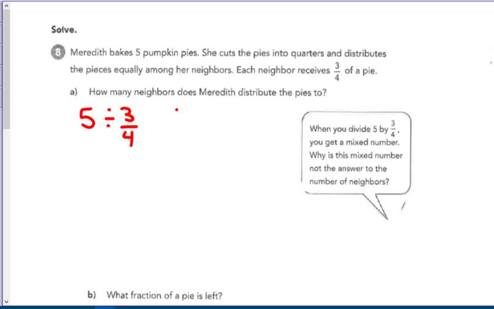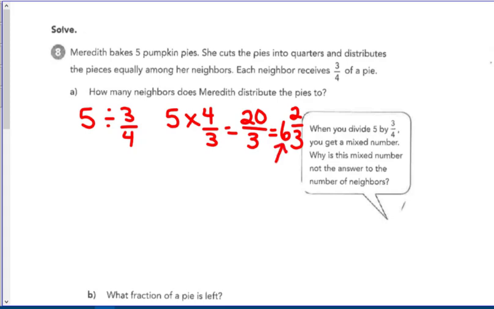So I'm going to keep it, change it, flip it. And 3 doesn't go into 5, so nothing cross cancels here. And I get 20/3. Well, I can't leave it like that. I have to simplify that to 6 2/3. Well, you can't have 2/3 of a neighbor, right? So this answer, interesting answer, the most she can distribute to is 6 whole neighbors, right? So Meredith distributes to 6 of her neighbors. She just happens to have 2/3 of a pie left over for herself, maybe, right?